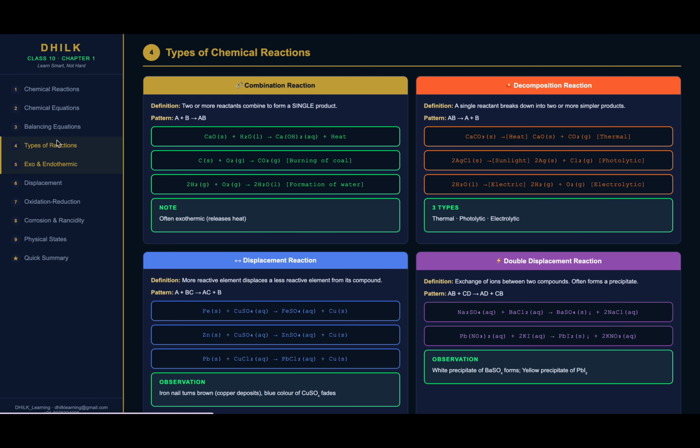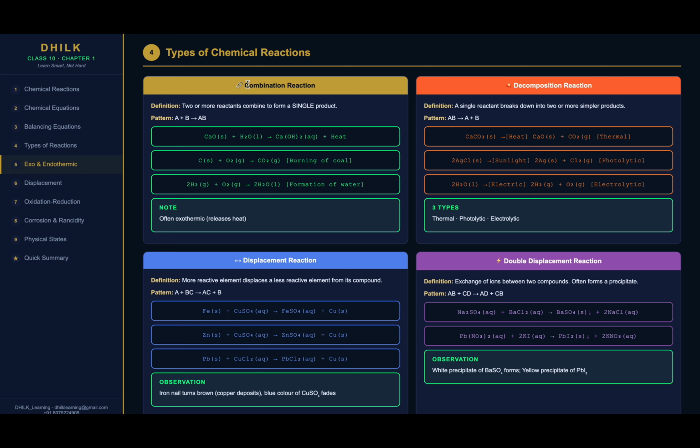Now let us come to the main topic, different types of chemical reactions. There are 5 different types of chemical reactions: combination reaction, decomposition reaction, displacement reaction, double displacement reaction, and redox reactions. Okay, first we can start with combination reactions.